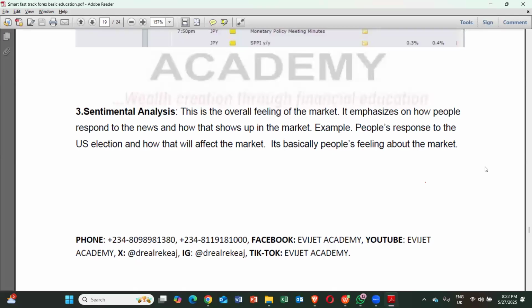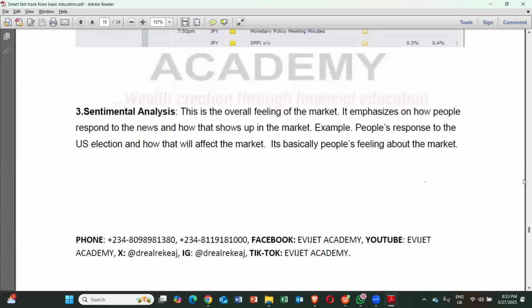A news has come out. You are a trader, I'm a trader. We have millions of traders around the world. When something happens, you may be against, the other may be for. So you look at which side is weightier, which side more people are tilted to, is it for or against? That is the sentimental analysis.